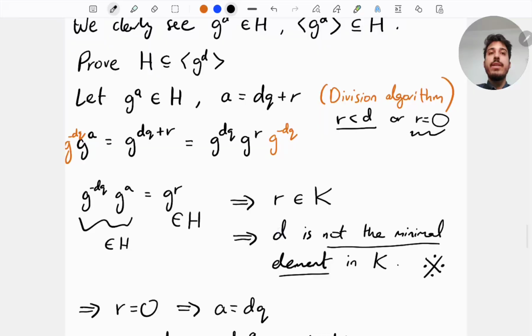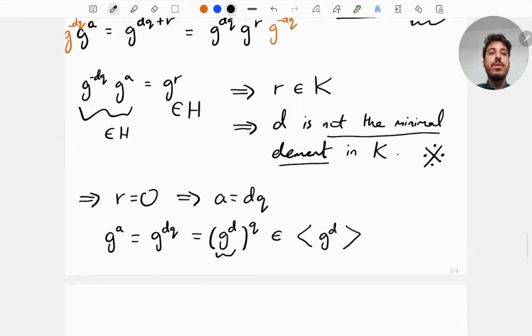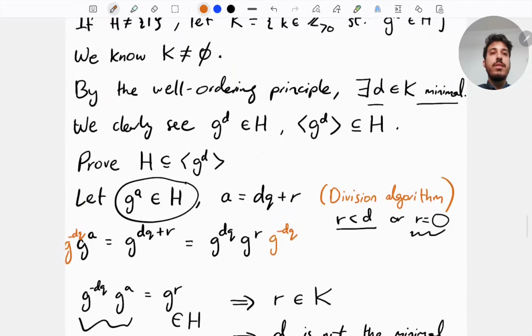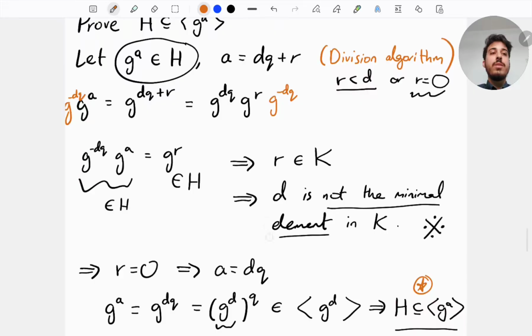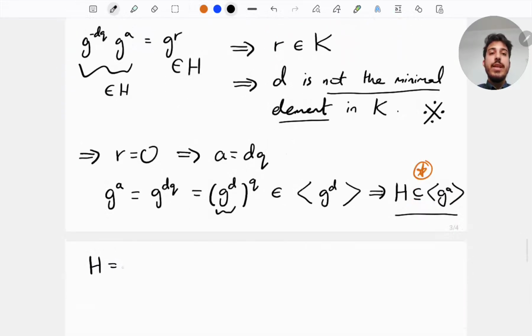So we've just proven that if an element is in H, then it is in this group, and so this means that H is a subset of this group. Therefore, we have proven these two facts, this one and this one here. We've proven that H is equal to the group generated by G to the D by the double inclusion property. So this terminates the first part of the proof.